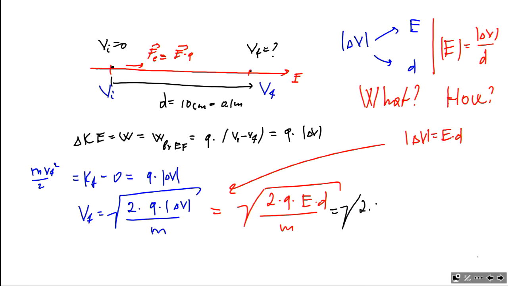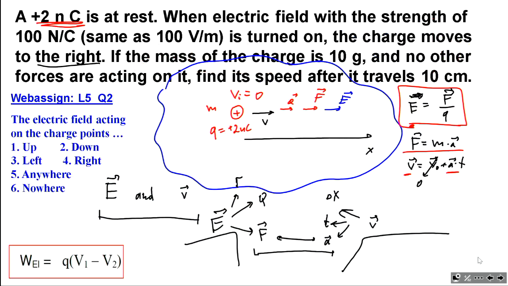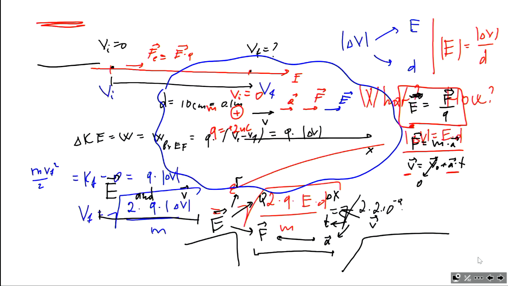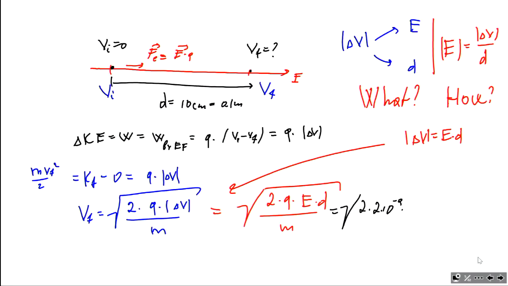2 times 2 nanocoulombs times 100 volt over meter times distance 10 centimeters, 0.1, divided by the mass 10 grams, right? I suspect it will be 2 times 10 to wherever. Let's see what wherever is.